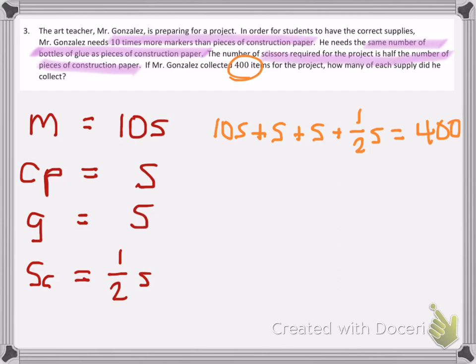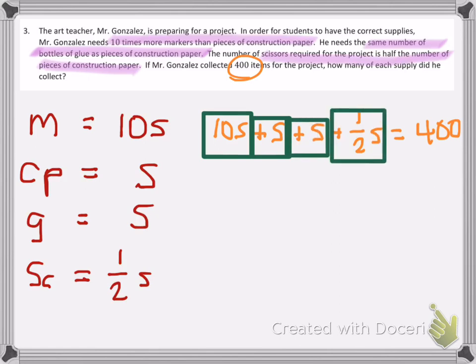Now let's take a look. We've got S for a variable here. Here's another S. Here's another S. And here's another one. So we can add all of those together. And when you do that, you get 10 plus 1 is 11, plus 1 is 12, plus 1/2 is 12.5. So we get 12.5S is equal to 400.